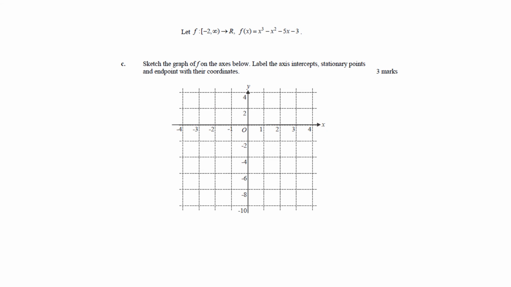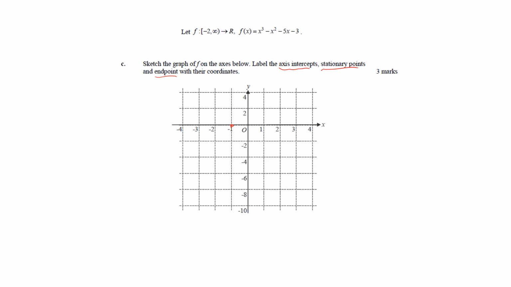So in this next part, we need to graph the function f of x. We need to make sure we label our axis-intercepts, our stationary points, and endpoint. So we found our stationary points in the last slide. We found that there was one at -1, 0, and one at 5/3, negative 256 over 27.